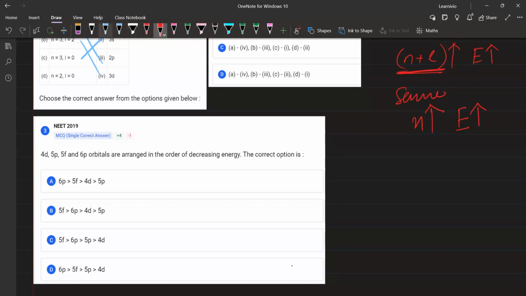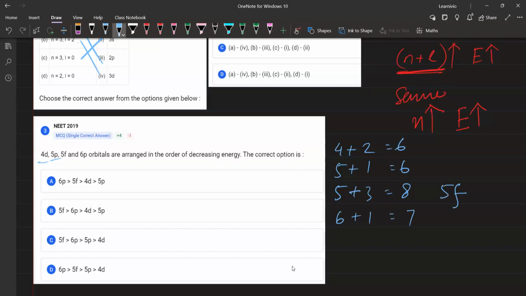We will calculate the energy of these orbitals. We have 4d. 4d means 4 plus what is d? s, p, d, so d is 2. That means it is 6. And we have 5p. 5p means 5 plus 1, this will also be equal to 6. Then we have 5f. f is 3, so it is equal to 8. Then we have 6p, 6 plus 1, that is equal to 7. So the highest energy will be for 5f.